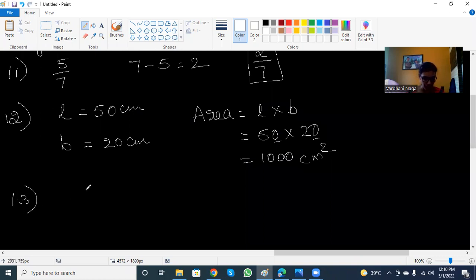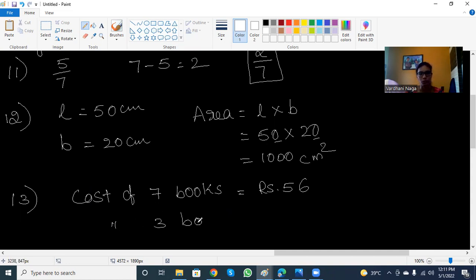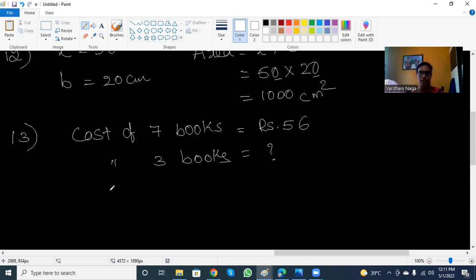Next, 13th question. Lakshmi has paid 56 rupees for 7 books. So the cost of 7 books is equal to 56 rupees. Okay. How much would she pay for just 3 books? What is the cost of 3 books? 7 books cost is 56. What is the cost of 1 book? We have to find that out. 1 book cost is 56/7. So you will get the cost of 1 book if you do that. Then you want to find the cost of 3 books. So that cost into 3.